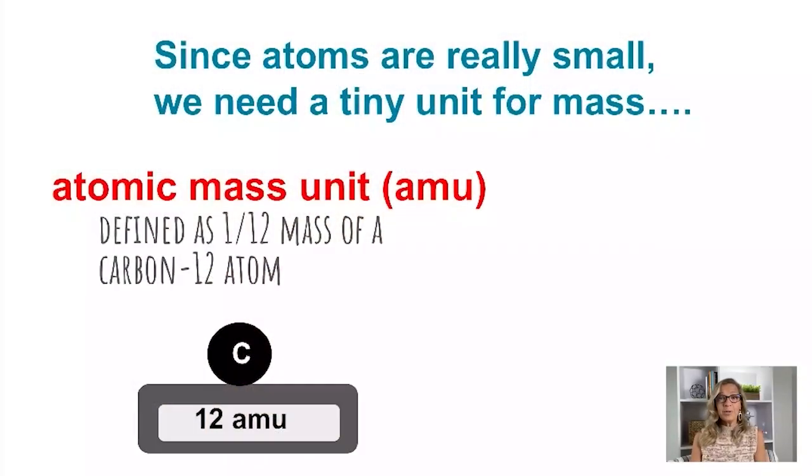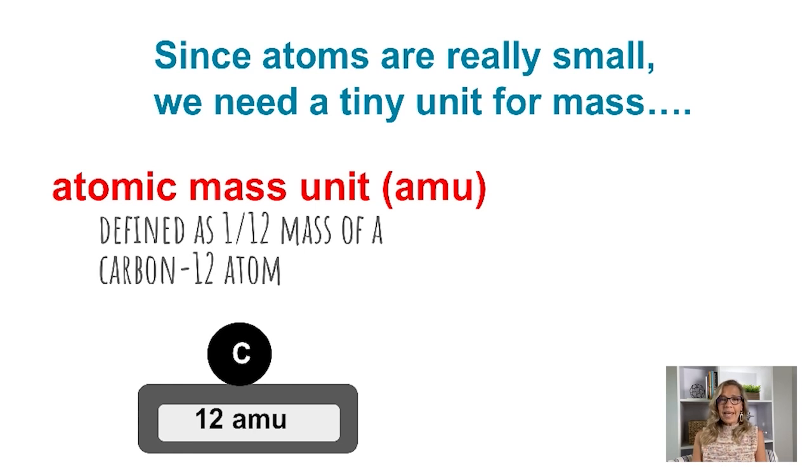So the first thing we need to do is establish a new mass unit. Because atoms are so tiny and the little particles that make them up are so tiny, we need a new unit that is much smaller than a gram. So a new unit was developed called the atomic mass unit, the AMU. I know it's not very creative, but anyway, it makes a lot of sense.